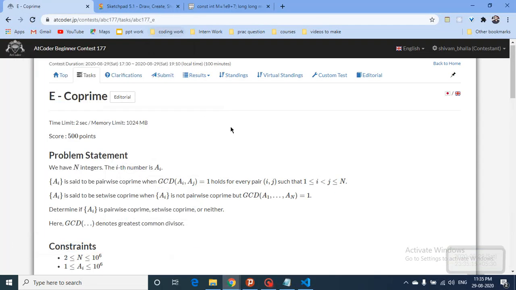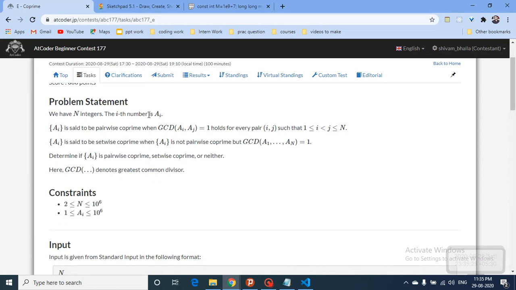Hello friends, today we will discuss problem E from the latest AtCoder Beginner Contest 177, problem name Coprime. In the problem statement you are given n integers, the ith number is ai. These numbers are said to be pairwise coprime if the GCD of ai and aj is equal to 1 for every pair.